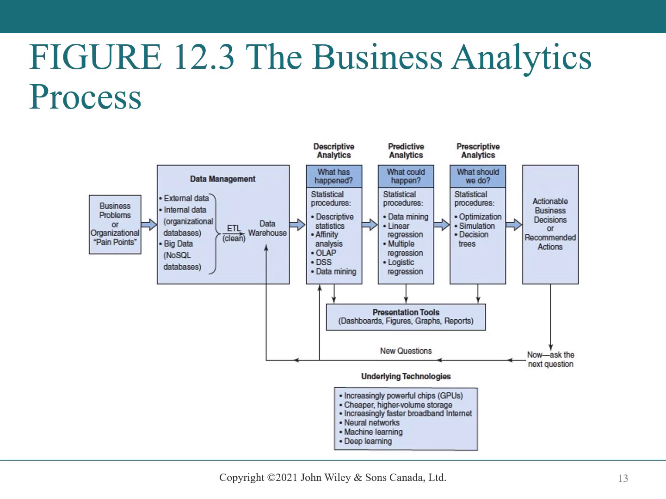Microprocessors are becoming increasingly powerful. See Technology Guide 1. In particular, graphics processing units are essential to neural networks, another underlying technology in the BA process. Technology Guide 4 has a discussion of neural networks.